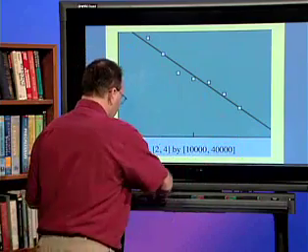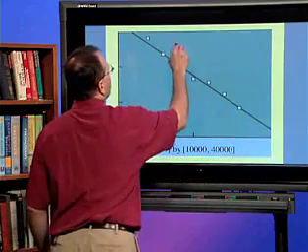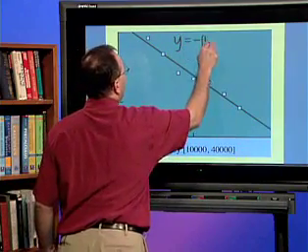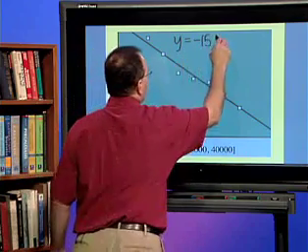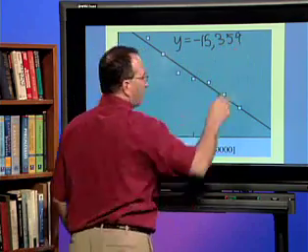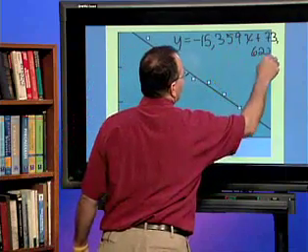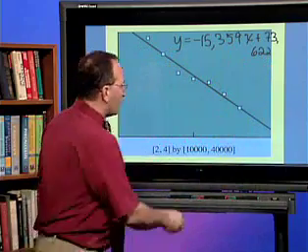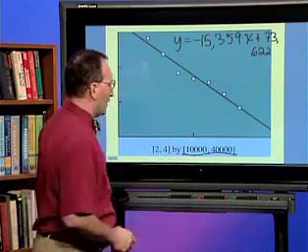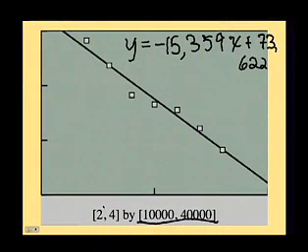We run the regression analysis, and in this particular case, let me write out what I got. It was y equals negative 15,359, approximately, I've rounded that off, times x, plus 73,622, about. And that's why you see that the window that I've selected is running from 10,000 to 40,000, because I needed to make sure that I could include this entire graph.